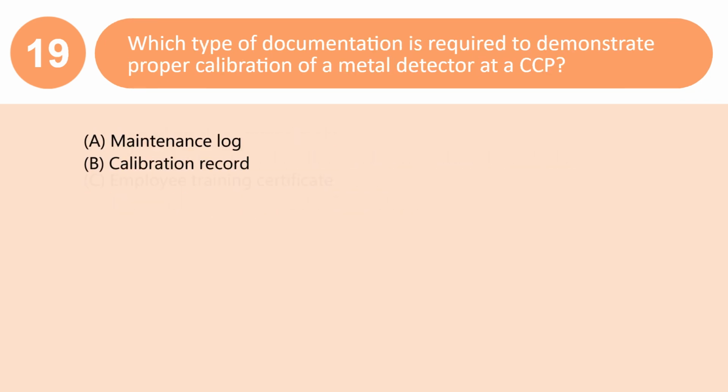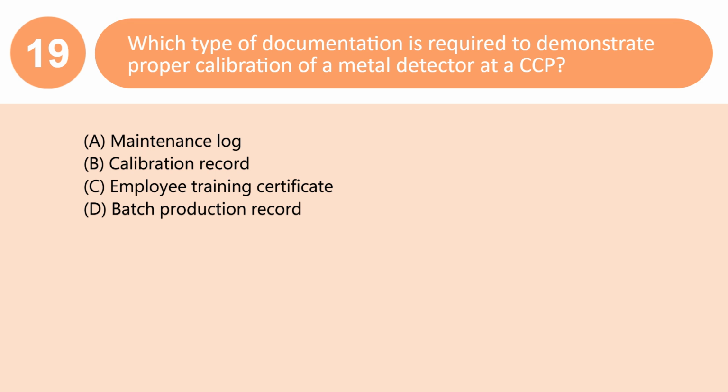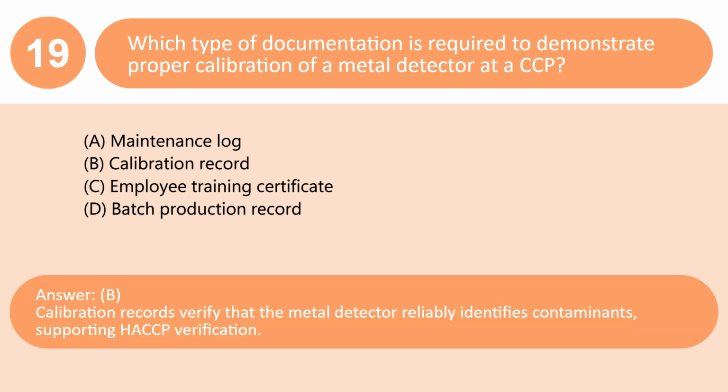Which type of documentation is required to demonstrate proper calibration of a metal detector at a CCP? A. Maintenance log. B. Calibration record. C. Employee training certificate. D. Batch production record. Answer B. Calibration records verify that the metal detector reliably identifies contaminants, supporting HACCP verification.